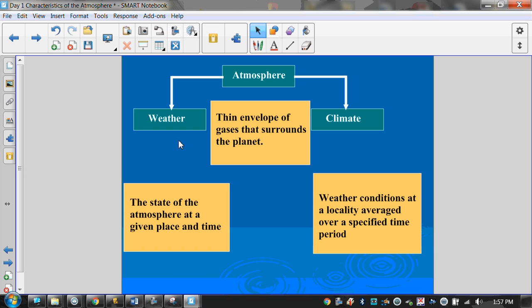Within the atmosphere, we have daily occurrences, which is our weather. Is it raining today? Is it sunny today? That's our weather, those daily changing conditions. The climate is over a longer period of time. So we live in a desert. What is the average temperature? What is the average amount of rainfall? What's it like generally? That's more climate. So weather is very short term. Climate is very long term.